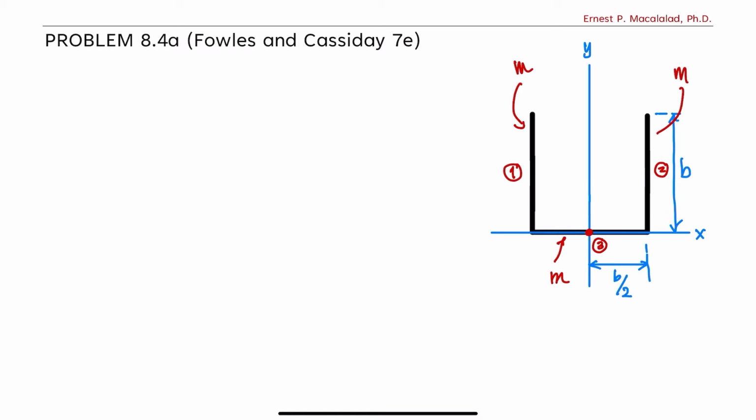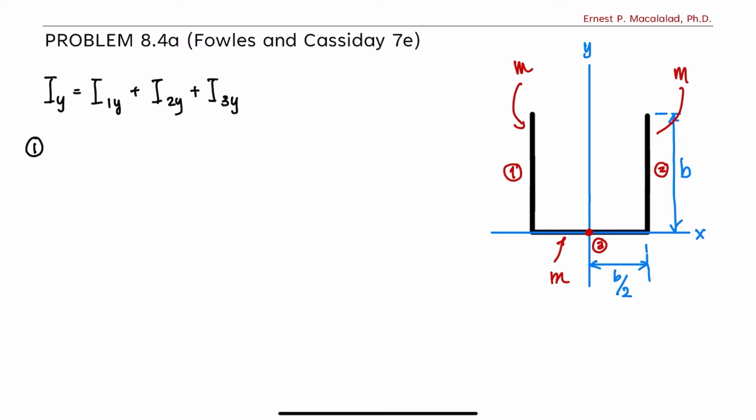Therefore, the total moment of inertia rotated about the y-axis would be the moment of inertia of the first object rotated about the y-axis plus the moment of inertia of the second object rotated about the y-axis plus the moment of inertia of the third object rotated about the y-axis. So let's treat this one by one. Let's start with the first rod.